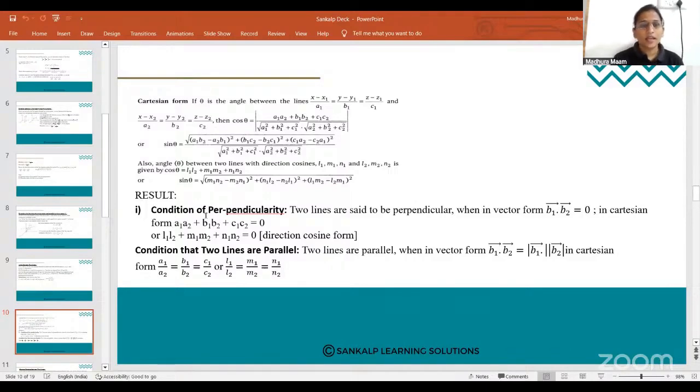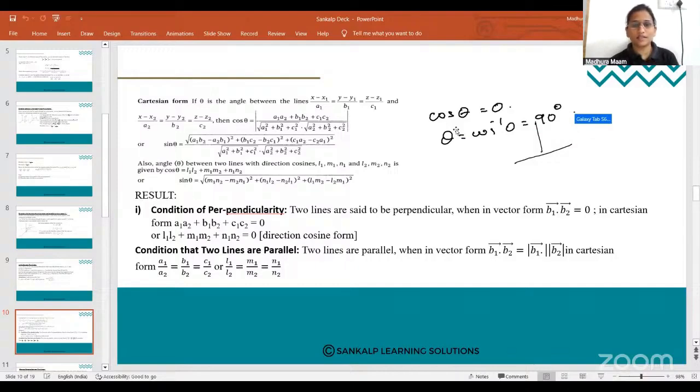The condition of perpendicularity. When do you say that two lines are perpendicular? When the angle between them is 90 degrees, correct? So using the equation, how do you check? You have the direction ratios provided. If a1 a2 plus b1 b2 plus c1 c2 becomes equal to 0, right? We did many examples on this yesterday already. Cos theta equals 0 comes, correct? Then theta will be cos inverse of 0, which is nothing but 90 degrees. That means the angle between the two lines is 90 degrees.